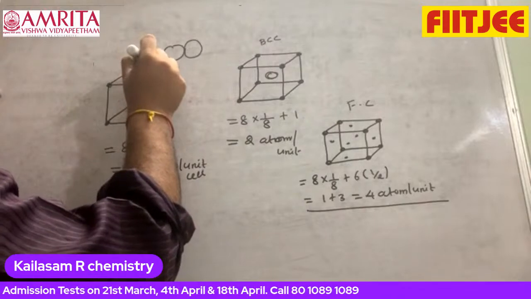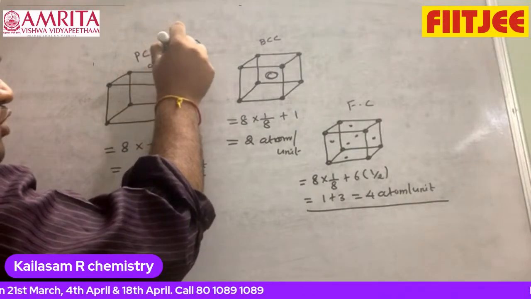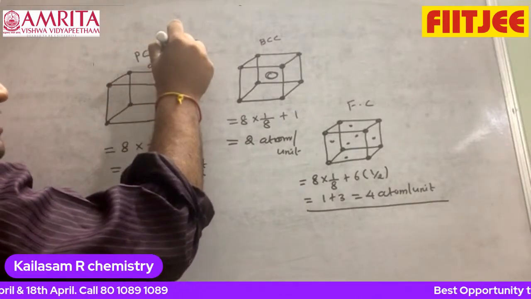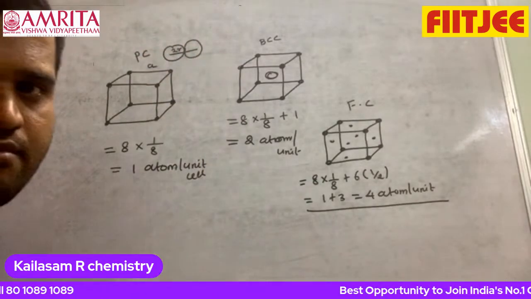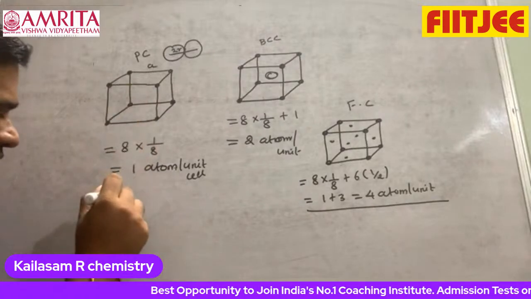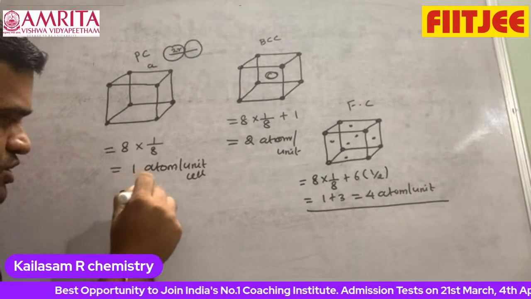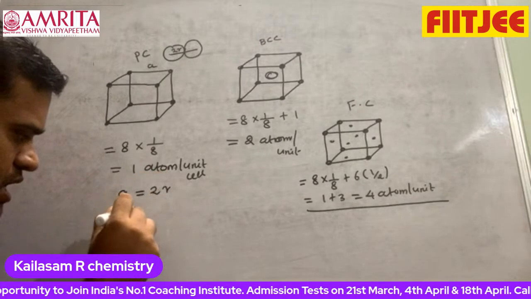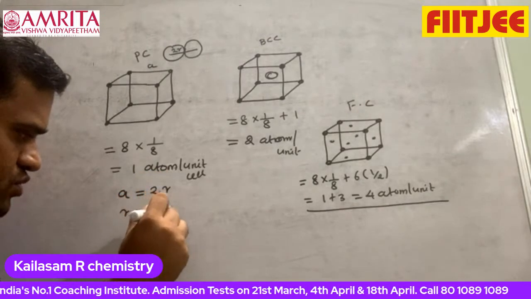Now I can say this is A. If I keep it like this, this is 2R. Are you able to follow? That means in this case A is equal to 2R, and R is equal to A by 2.